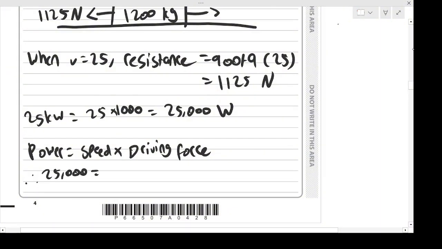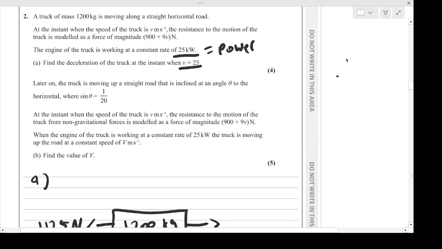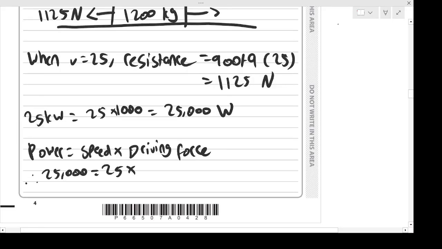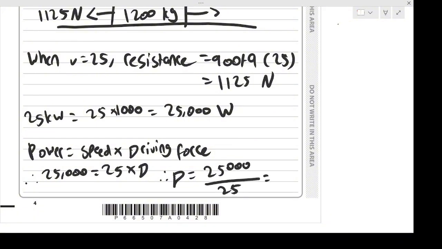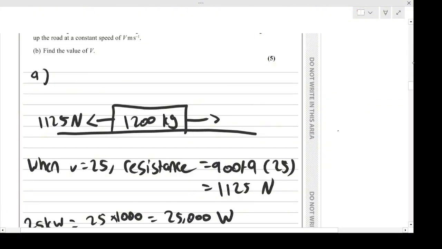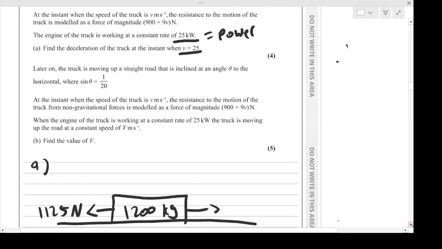is the speed, which we're told is 25 for V, lots of the driving force D. So therefore, if we solve this for D, I'm going to do 25,000 divided by 25. And that will get me 1,000 newtons. Okay, that's my driving force D there. So I can add that on. Okay, so 1,000 here.